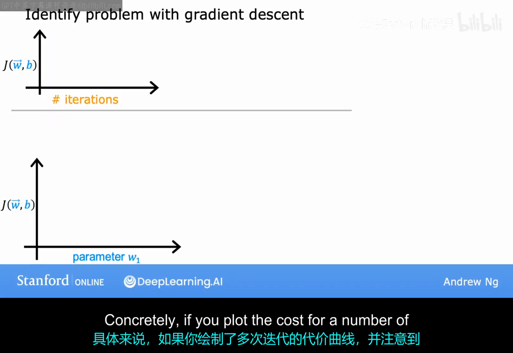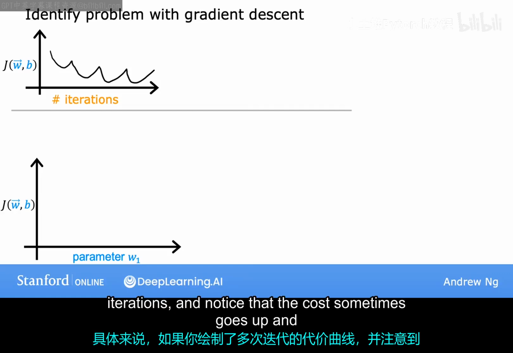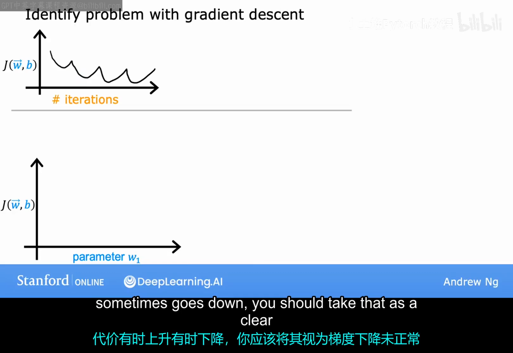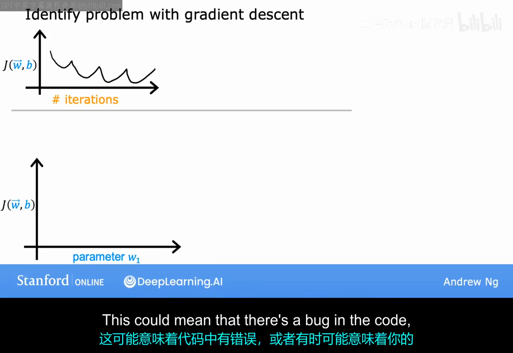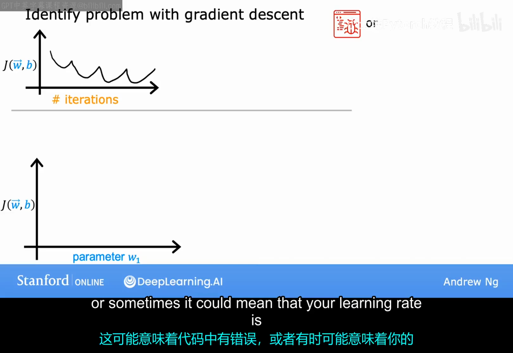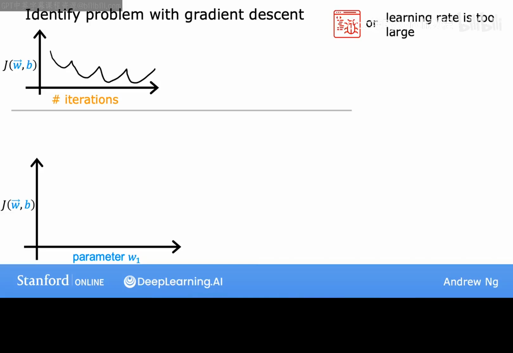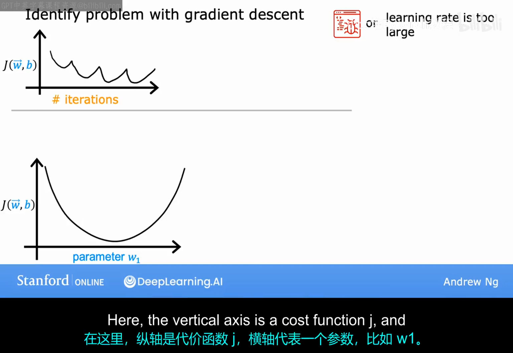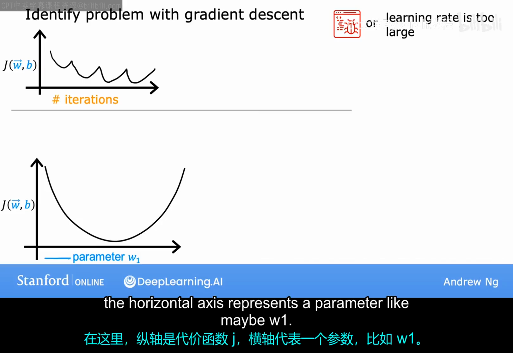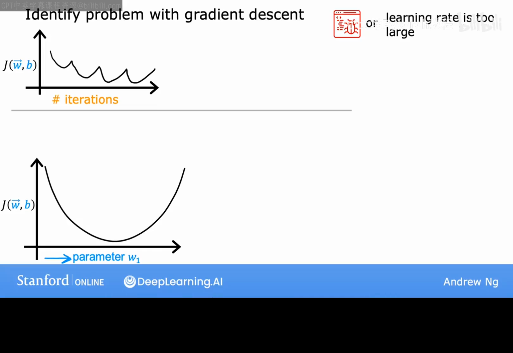Concretely, if you plot the cost for a number of iterations and notice that the cost sometimes goes up and sometimes goes down, you should take that as a clear sign that gradient descent is not working properly. This could mean that there's a bug in the code, or sometimes it could mean that your learning rate is too large. So here's an illustration of what might be happening. Here, the vertical axis is a cost function J, and the horizontal axis represents a parameter like maybe w1.